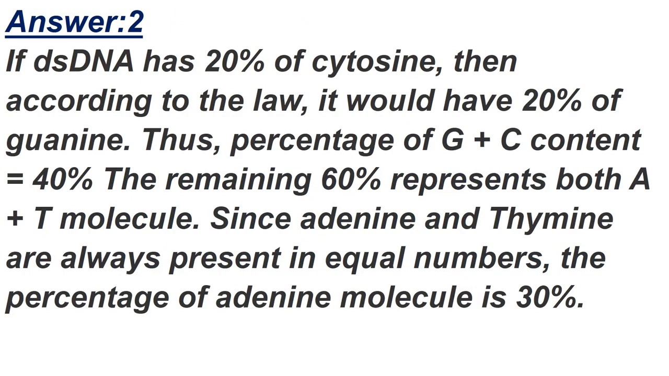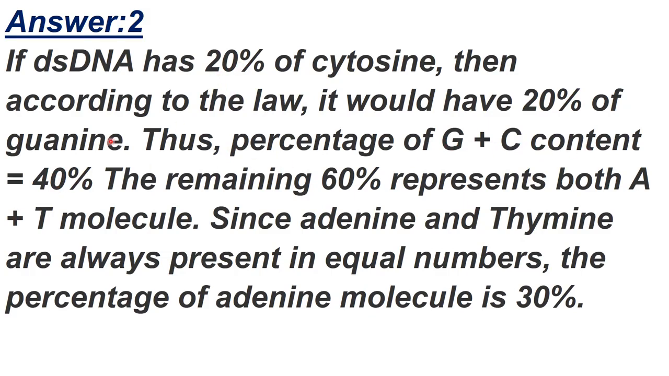The second question was, if double-stranded DNA has 20% of cytosine, then calculate the percentage of adenine. If 20% cytosine is given, then according to Chargaff's rule it would have 20% of guanine, because according to Chargaff's rule, C is equal to G, cytosine is always equal to guanine. Thus the percentage of G plus C content will be 40%.